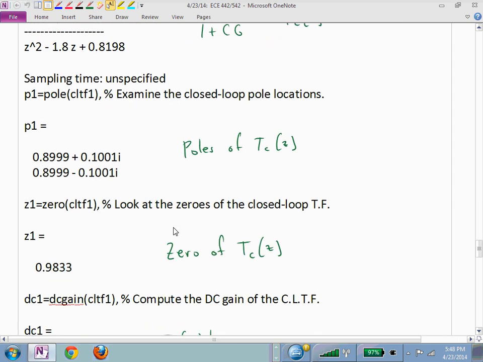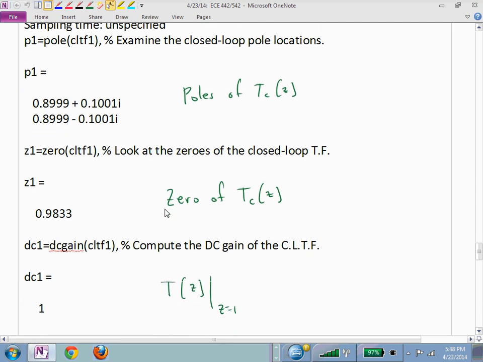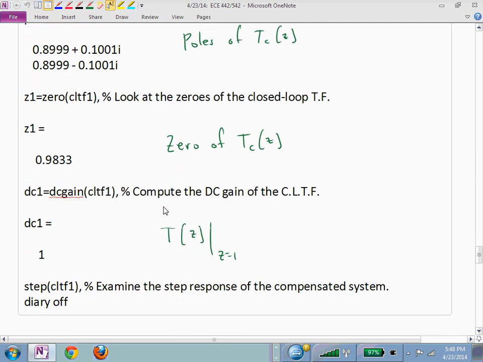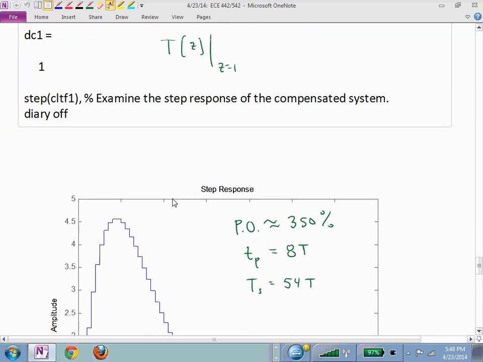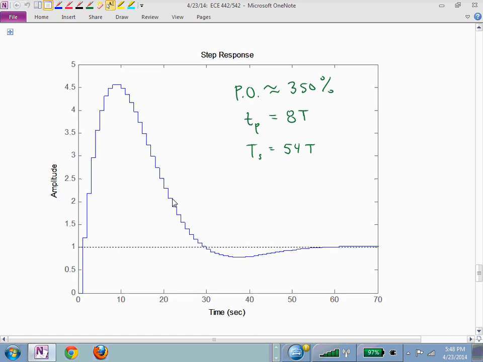Well, I might as well calculate the zeros. I know that's where it is because that's where I located my zero. Let's just keep using MATLAB functions, a DC gain, and it's a type 1 system. We would expect the DC gain to be 1 for the closed loop system. And here is the step response.